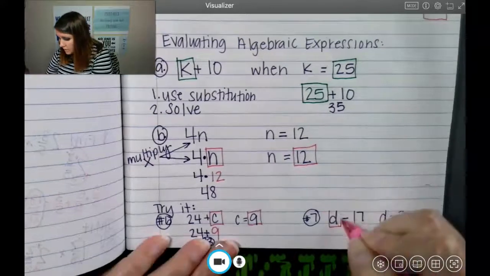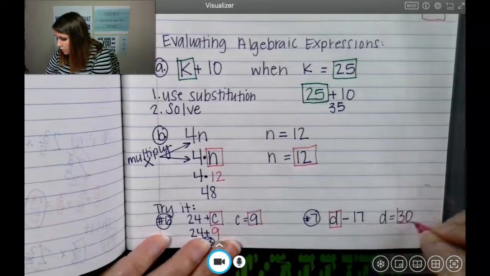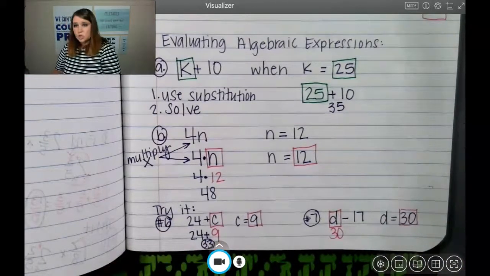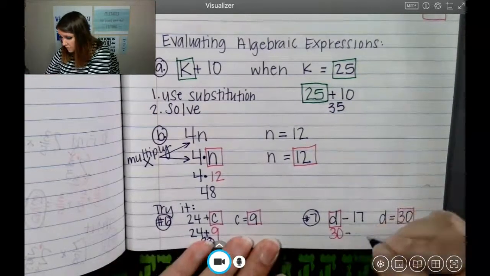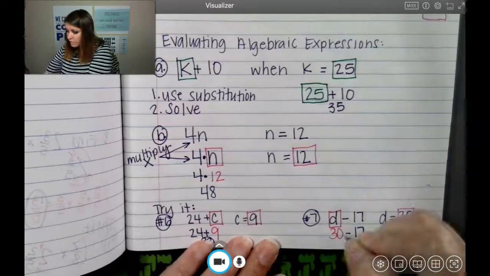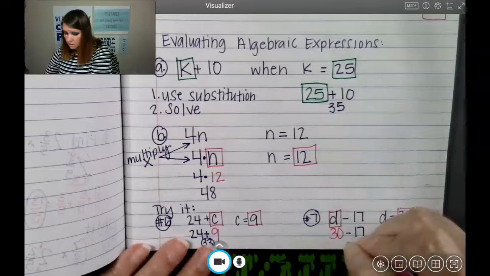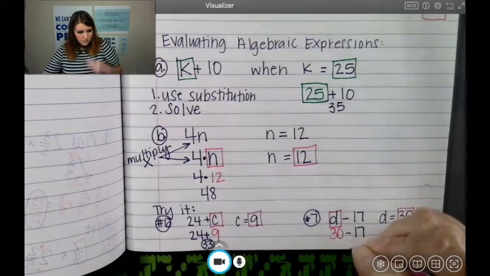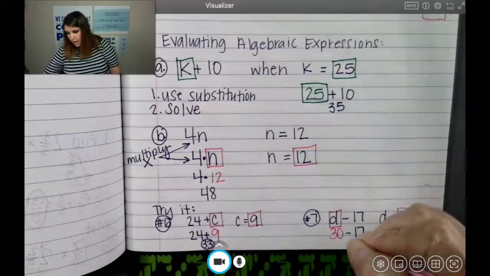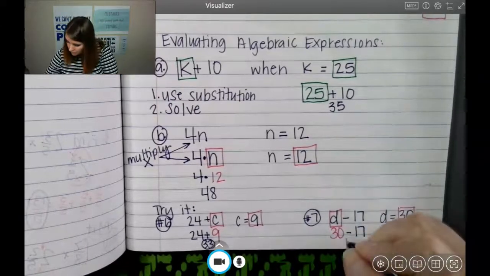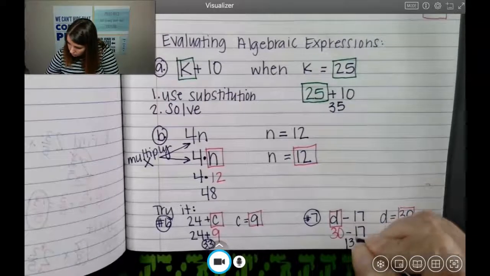Okay, where I see the D, I'm going to put a 30. The rest of this is just going to stay the same. 30 minus 17, I just have to subtract. And oops, wrong color. I get 13.